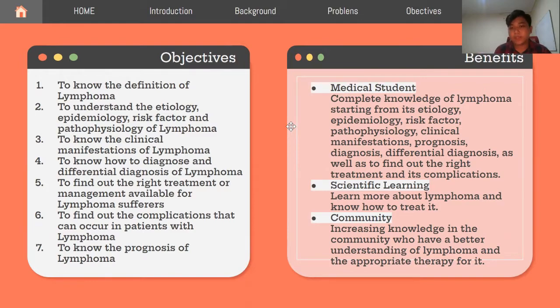The benefits are three. For medical students, it gives complete knowledge of lymphoma, starting from the etiology, epidemiology, risk factors, pathophysiology, clinical manifestation, prognosis, diagnosis, differential diagnosis, as well as finding out the right treatment and the complications. The second one is scientific learning, to learn more about lymphoma and know how to treat it. The last one is the community, to increase knowledge in the community so they have a better understanding of lymphoma and the appropriate therapy for it.